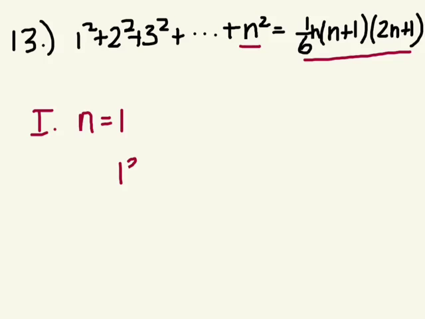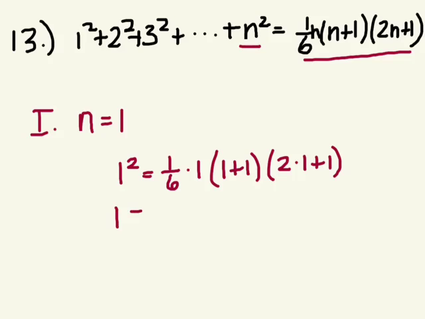So I have 1 squared, and I want to show that's equal to 1/6 times 1 times 1 plus 1 times 2 times 1 plus 1. That gives me 1/6 times 2 times 3. Since 2 times 3 is 6, 1/6 times 6 is 1. Our n equals 1 case is true. Now we're going to assume that k is true and show that k plus 1 is true.